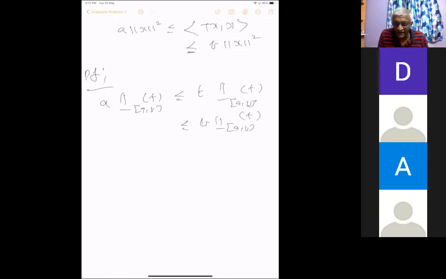When t is not in AB, everything becomes 0, so it's okay. When t is in AB, then whatever is in the middle, that function is greater than A and less than or equal to B. So this is true.